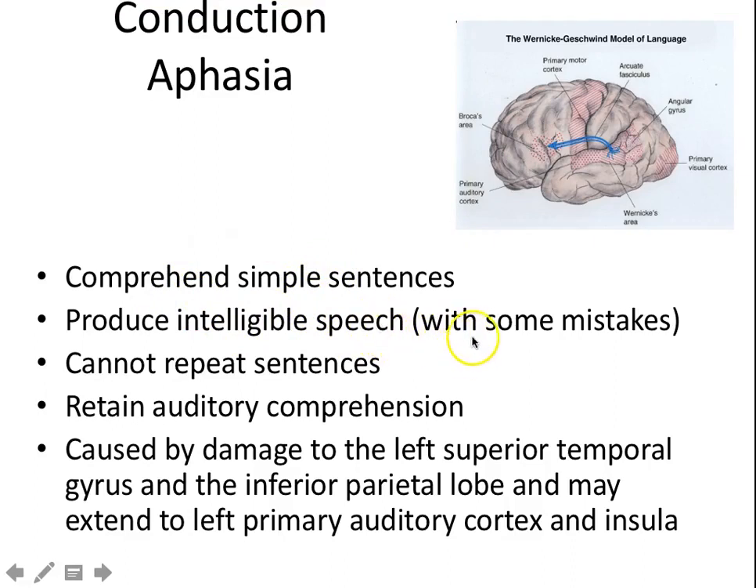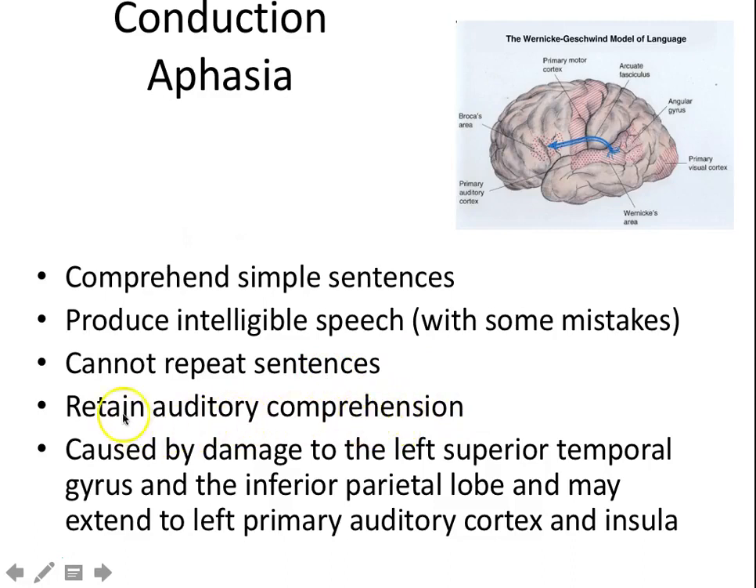Ever so often, there might be some mistakes, but for the most part, they can produce speech just fine. So they don't have that Broca-like garbled speech. However, because of the conduction, they can't repeat sentences, unfortunately. But again, since the areas are intact, they can understand what's being said to them.